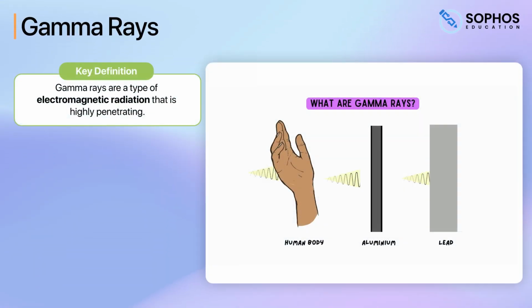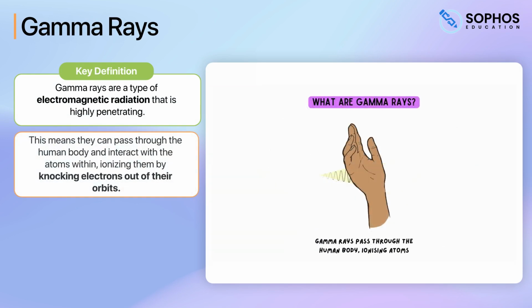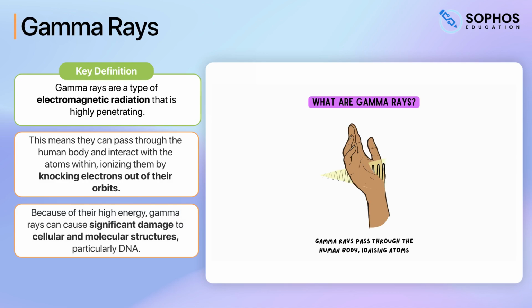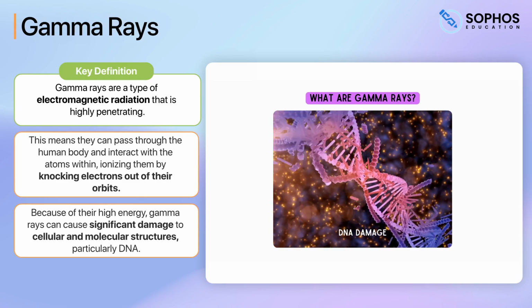Gamma rays are a type of electromagnetic radiation that is highly penetrating. This means they can pass through the human body and interact with the atoms within, ionizing them by knocking electrons out of their orbits. Because of their high energy, gamma rays can cause significant damage to cellular and molecular structures, particularly DNA.